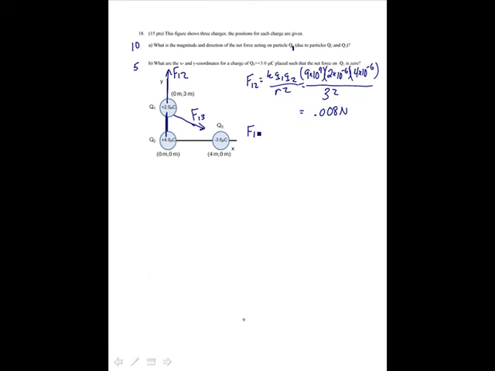And then in a similar way I can calculate F13. I'm not going to put in the numbers here, but we're looking at 2 times 10 to the minus 6 for Q, 3 times 10 to the minus 6 for Q, and then this distance, which is R. This is a 3, 4, 5 triangle, so this is 5 meters. If you put in those numbers, you get 0.00216 newtons.